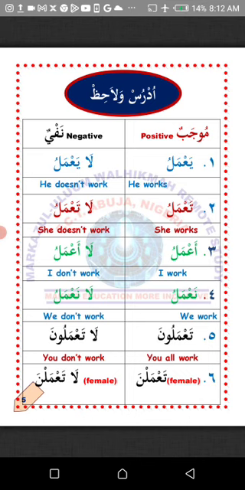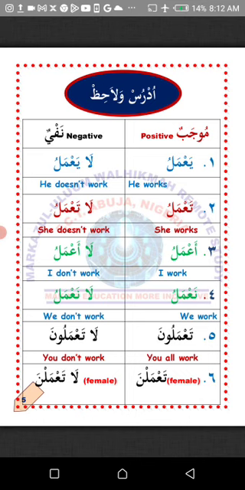Ithnan number 2. Ta'amal, she works or she is working. La ta'amal, she doesn't work or she is not working. Thalatha number 3. A'amal, I work or I am working. La a'amal, I don't work or I am not working. Arba'a number 4. Na'amal, we work or we are working. La na'amal, we don't work or we are not working.